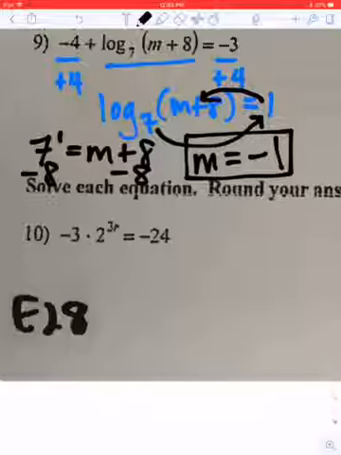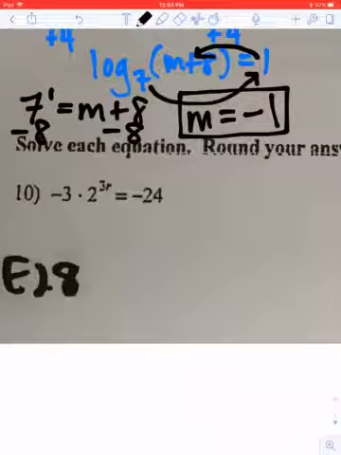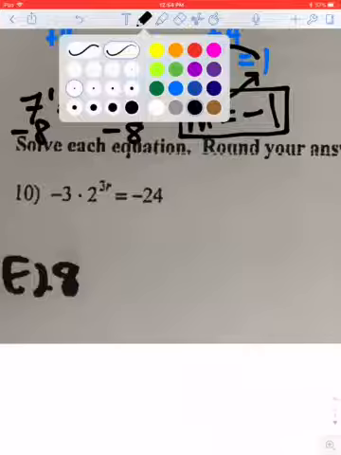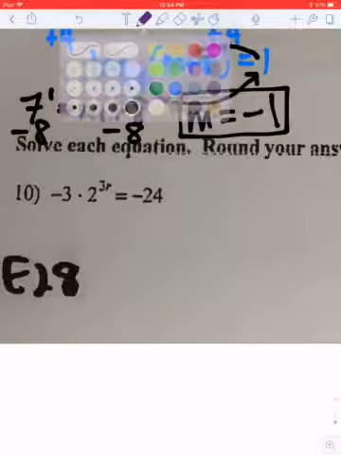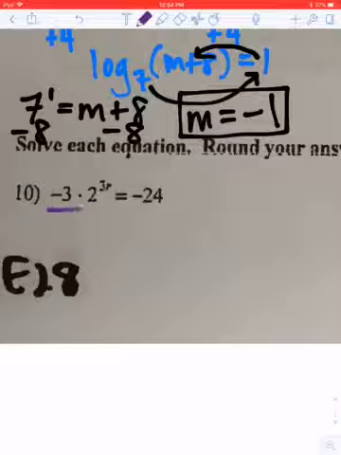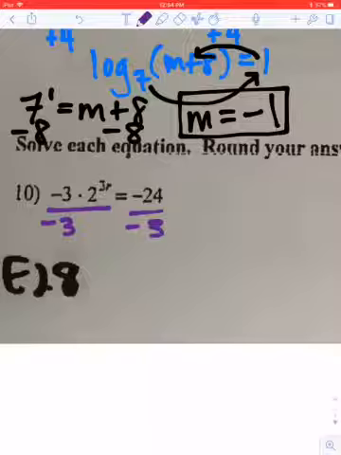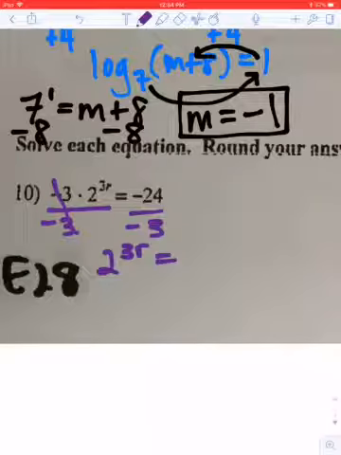Let's take a look at number 10, which looks a little more complicated, but let's dig in and see where it goes. Another color, purple. So let's divide first by -3. And I know that I can divide by -3 because it's not being raised to a power and it is being multiplied. 2 to the 3r power is now going to equal +8 because these were both negatives when we divided, so that's pretty good.